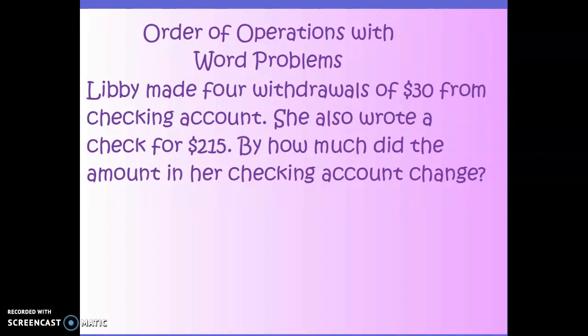Okay, today we're going to be doing some order of operations with word problems. On our worksheet that we have today, we will be writing expressions, and then we're going to take and solve them. So here's our first example.